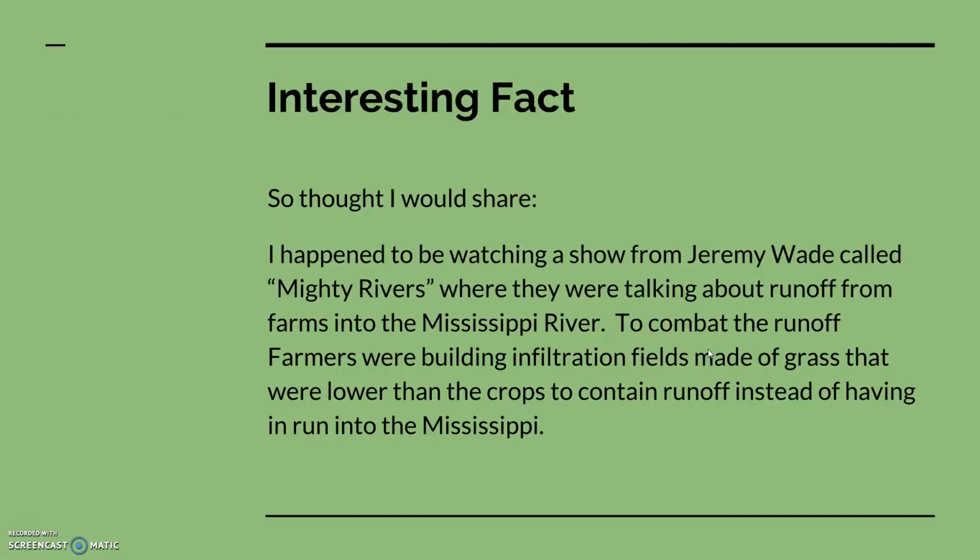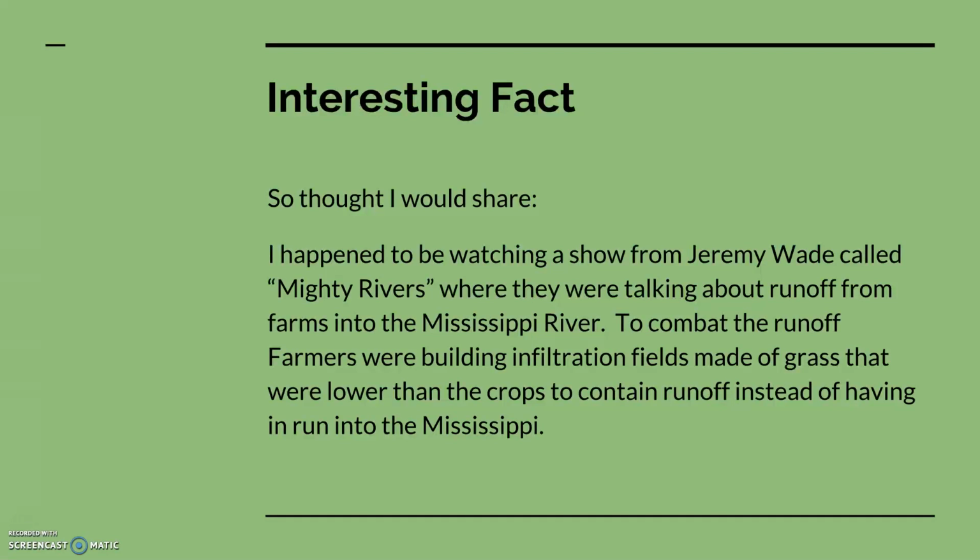Lastly, just a little interesting fact. I was actually watching a show called Mighty Rivers by Jeremy Wade this week, where they were trying to combat runoff from farms in the Mississippi. To do that, they were building these fields they called infiltration fields, where there was grass and different other materials that were lower than the crops, and the runoff was made to go in that direction, and then the grass and all that was being used to suck up water and the runoff instead of dumping it into the Mississippi.